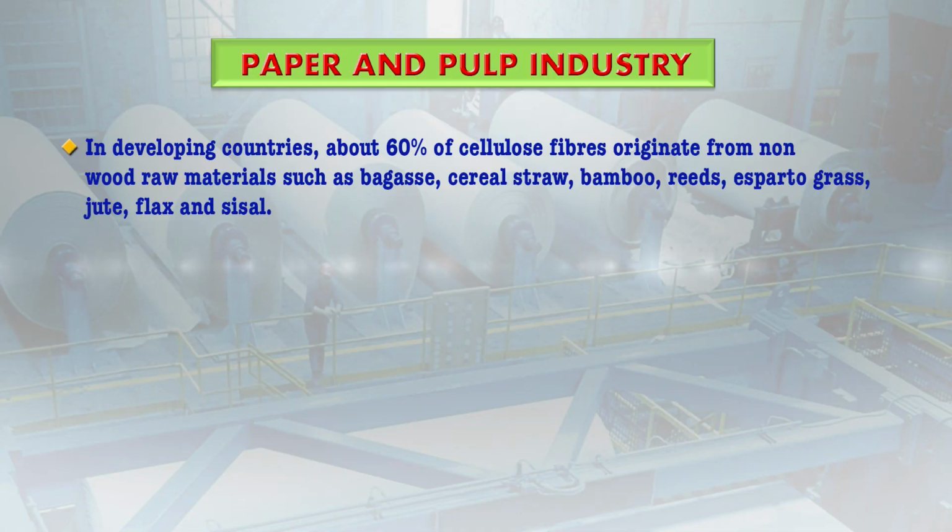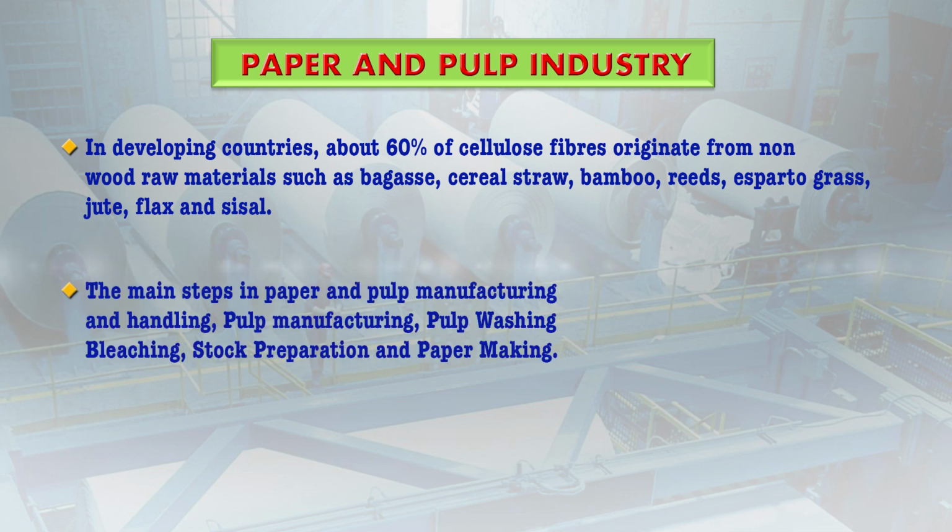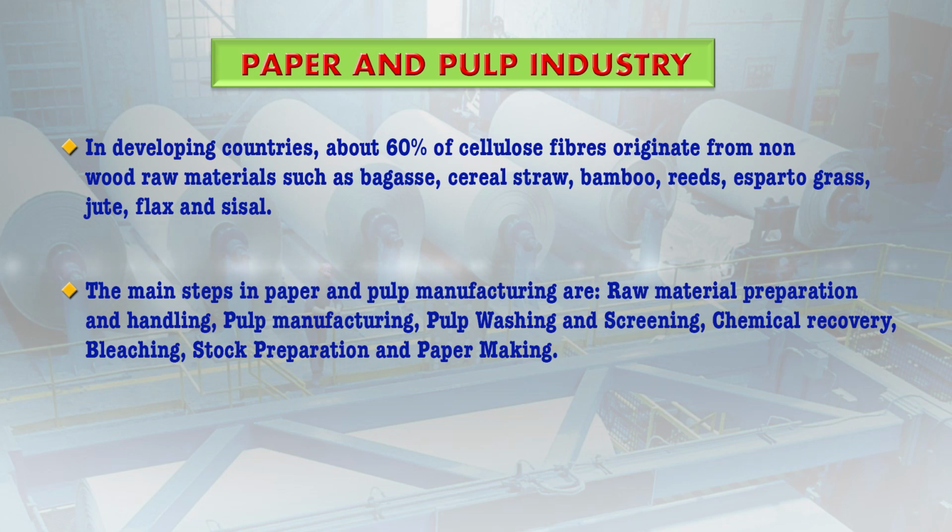The paper and the pulp are manufactured from raw materials containing cellulose fibers. Generally we have wood, recycled paper and agricultural residues. Now in the developing countries, about 60% of the cellulose fibers originate from non-wood raw materials such as bagasse, cereal straw, bamboo, reeds, esparto grass, jute, flax and sisal. The main steps followed in paper and pulp manufacturing include raw material preparation and handling, pulp manufacturing, pulp washing and screening, chemical recovery, bleaching, stock preparation and paper making.